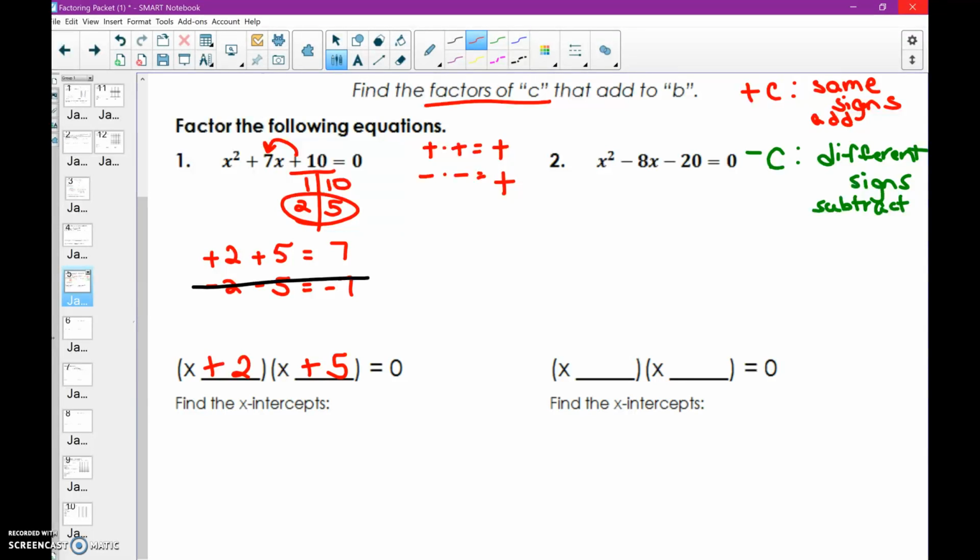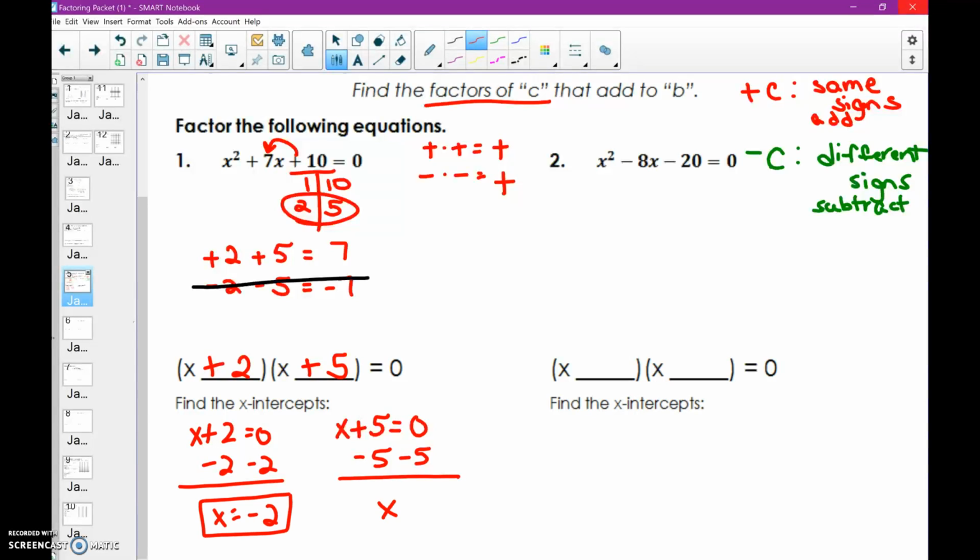Now your x-intercepts are where you get it equal to 0. So if I put x plus 2 equals 0 and x plus 5 equals 0, this should be review from the previous section that we've been talking about. A little bit of algebra, and I get that my x-intercepts are -2 and -5. And then there's my answer for that one.